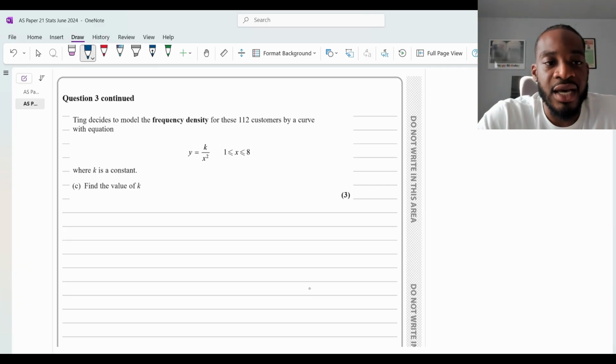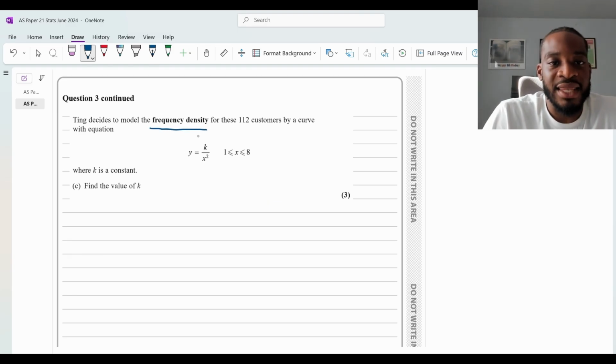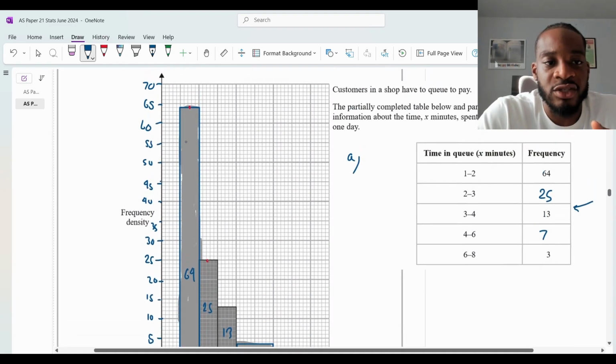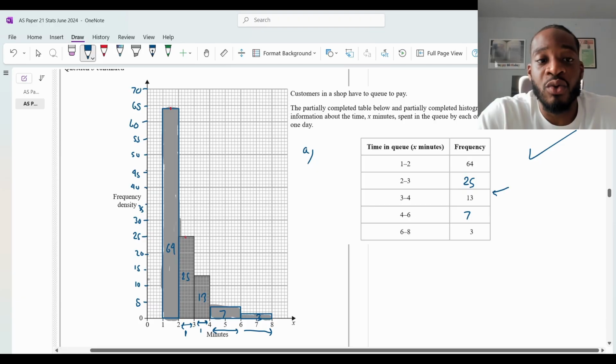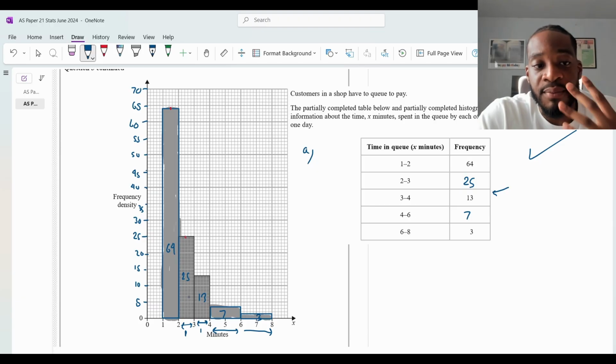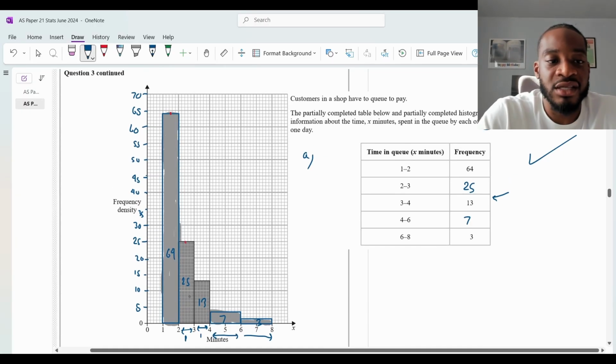Now, Ting is modeling the frequency density and they've put that in bold, and that's not for no reason. They've done that deliberately, right? Remember, the frequency density, let's go back to our histogram that we did in part B, right? The frequency density is the vertical axis, right? The x-axis, the horizontal axis is the minutes, okay? Now, since we're modeling the frequency density with this curve, right?